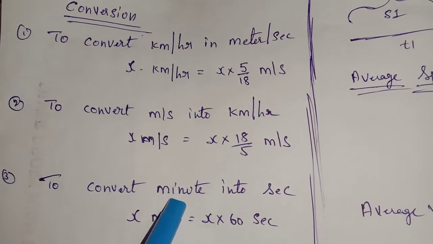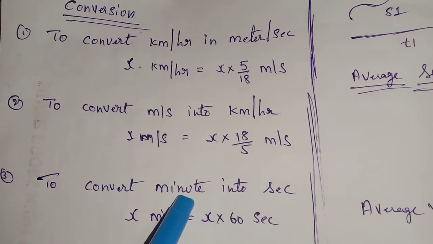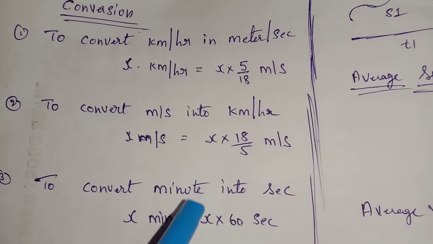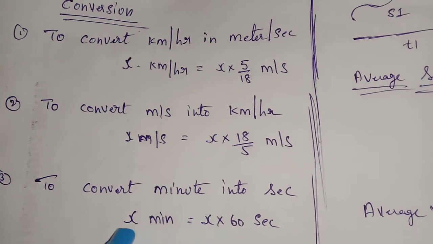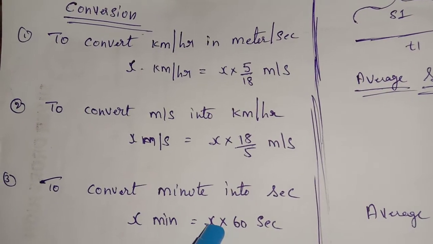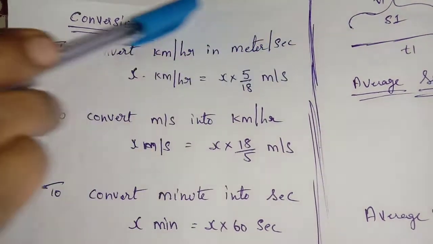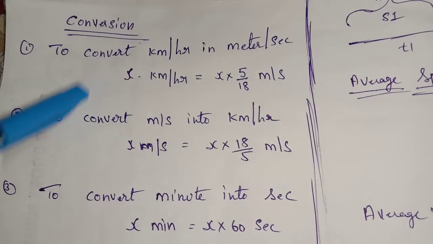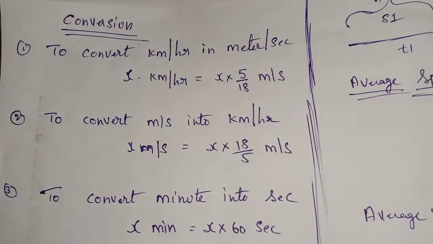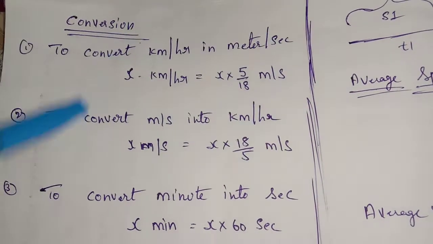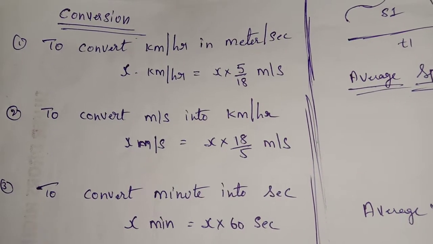Again, to convert minutes into seconds: 1 minute is equal to 60 seconds, right? So however many minutes they give, multiply that by 60 seconds. These are the conversions, very important. If you don't know these, you cannot do the sums. So please practice this and remember it.